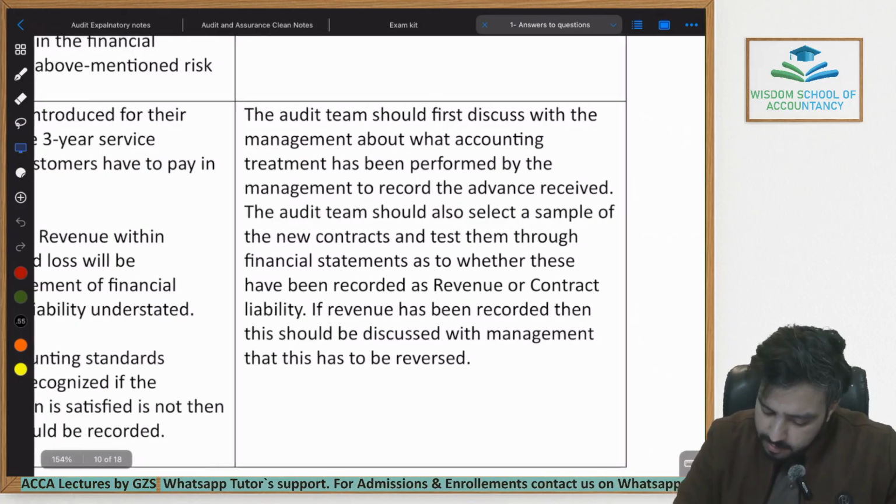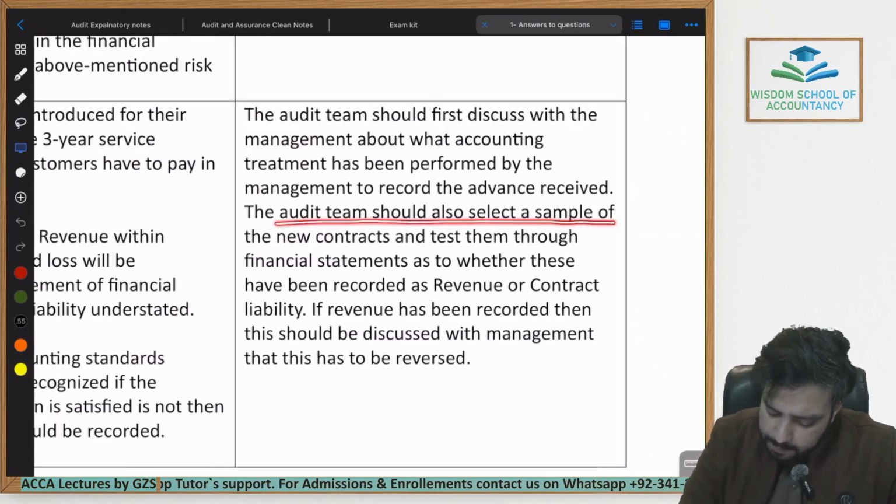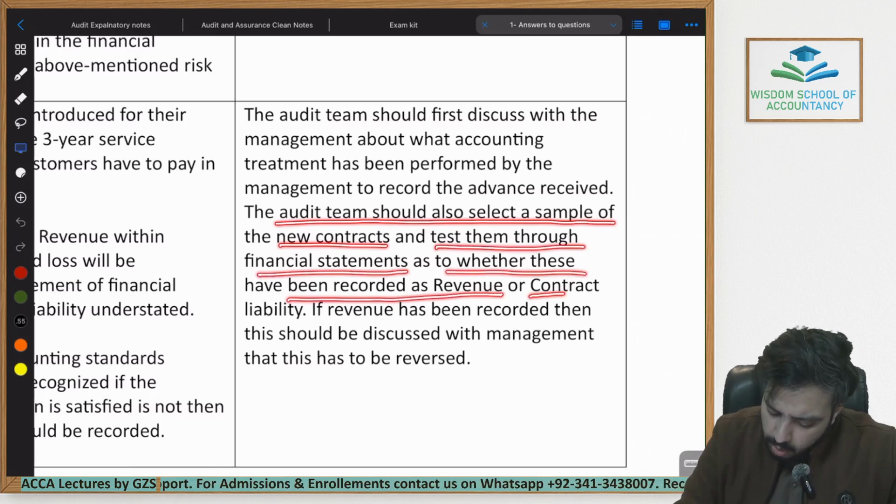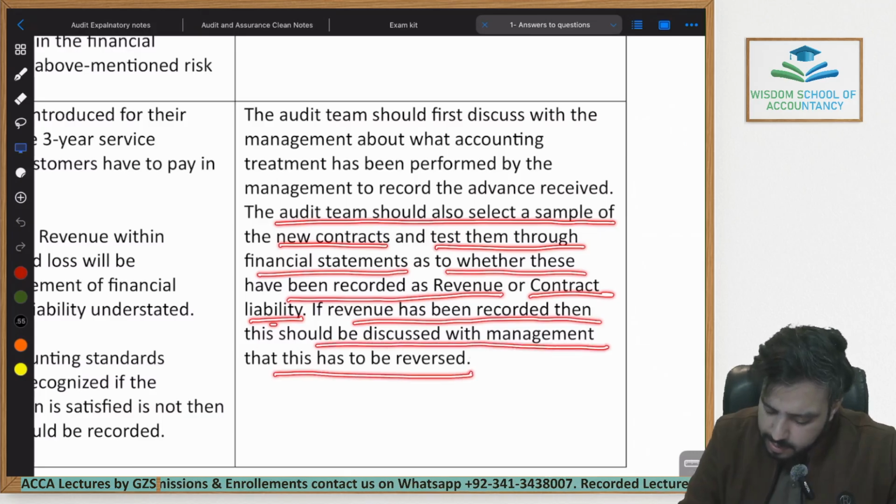So the next recommendation I have written down: the audit team should also select a sample of new contracts and test them through the financial statements as to whether these have been recorded as revenue or contract liability. If revenue has been recorded, then this should be discussed with management that this has to be reversed.